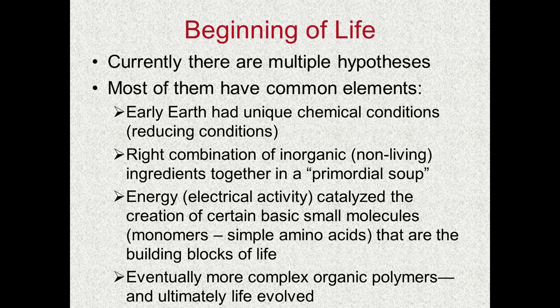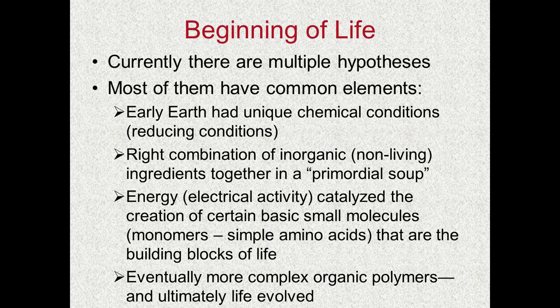A monomer is a very, very simple amino acid. And remember, we talked about this last time. Amino acids are the building blocks of life. So from this electrical activity, this bolt of lightning, starts this chemical reaction that eventually forms these monomers. And over time, the monomers, the simple amino acids, evolve into complex polymers or complex amino acids, and eventually life began from there. Now, we have never been able to duplicate this in a lab.